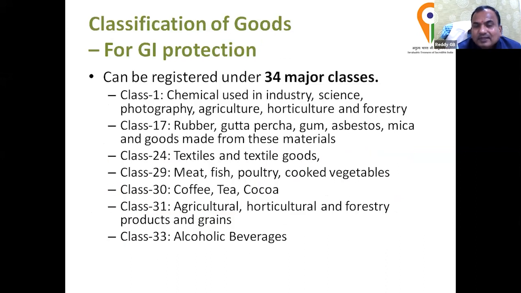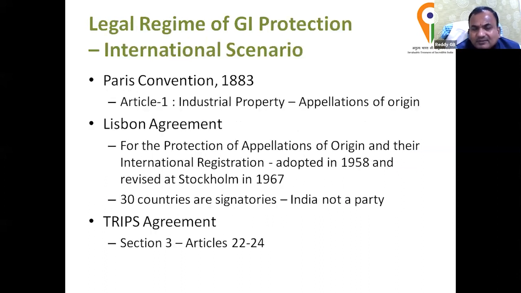Is another important point. Then there are 34 classes of goods in respect of which GIs can be registered. A few of them I try to give. It may be chemicals, it may be rubber, it may be textiles, I mentioned just now. It may be meat, fish, poultry, right? For example, it may be coffee, tea, cocoa. Darjeeling tea, for example, happens to be the first registered geographical indication in India. Then agricultural products, horticultural products, then even alcoholic beverages. There are different kinds. These are only major classes, please. Under each, there are a number of subclasses, and the registration can be done under any of these.